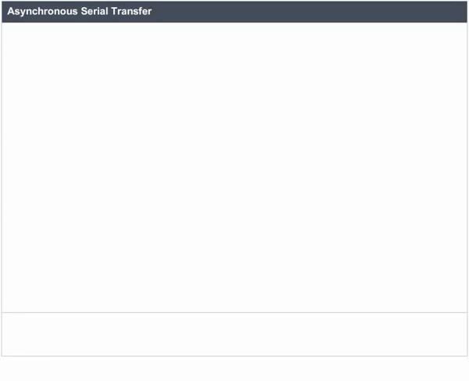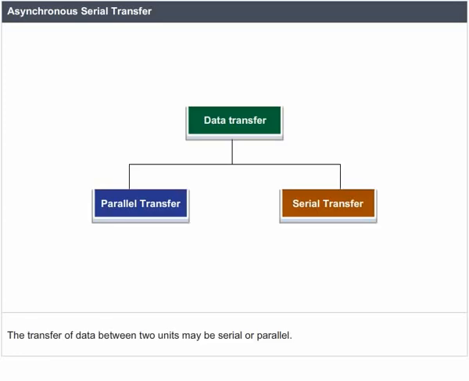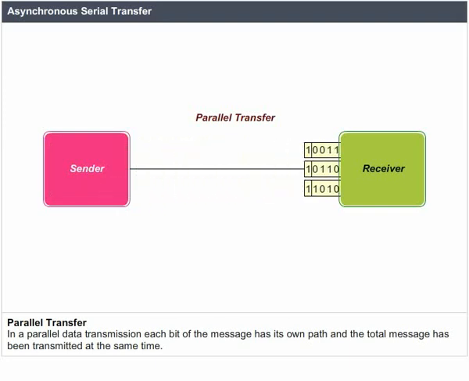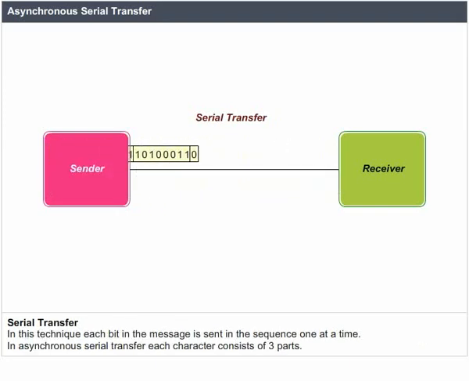Asynchronous serial transfer. The transfer of data between two units may be serial or parallel. Parallel transfer: in a parallel data transmission, each bit of the message has its own path and the total message is transmitted at the same time. Serial transfer: in this technique, each bit in the message is sent in sequence, one at a time. In asynchronous serial transfer, each character consists of three parts.